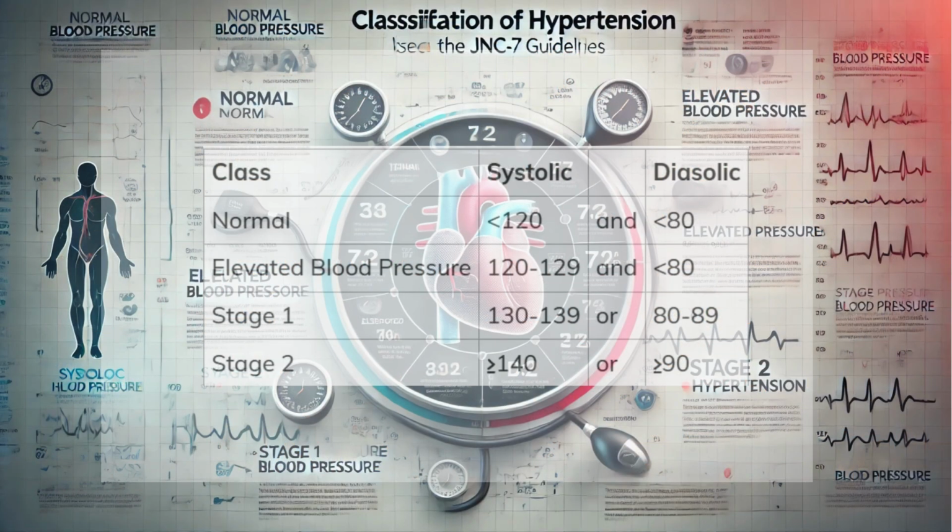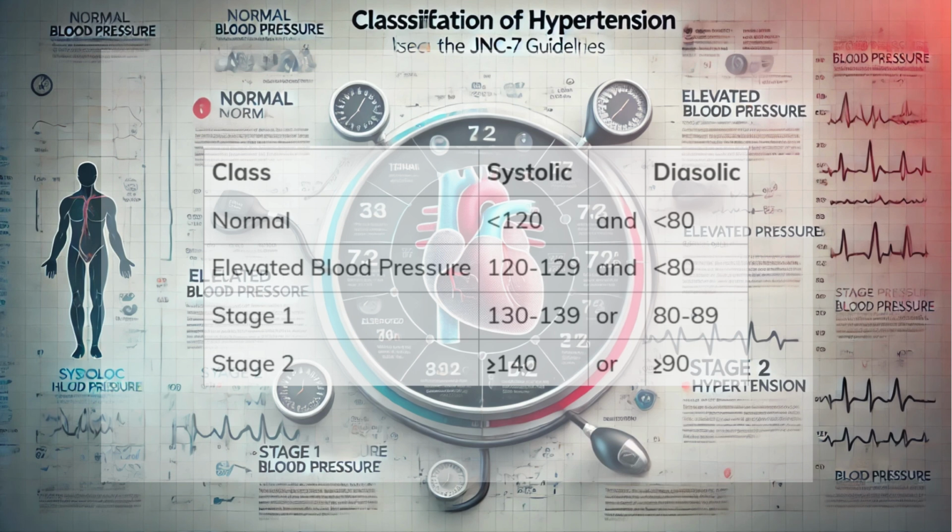Classification of hypertension: decoding the levels. Understanding the classification of hypertension is akin to having a detailed map before embarking on a journey. The Joint National Committee 7, JNC 7, provides a foundational framework that guides our diagnostic and therapeutic decisions.